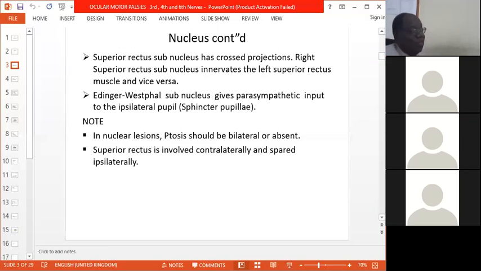When you look up, you can tell; sometimes both eyes have ptosis like that. It means it's a peripheral lesion. Peripheral meaning it's not nuclear, it's somewhere near the eyelids. So bilateral ptosis is not nuclear.